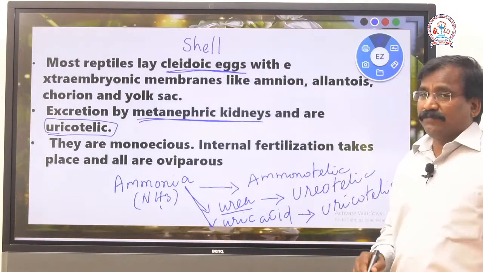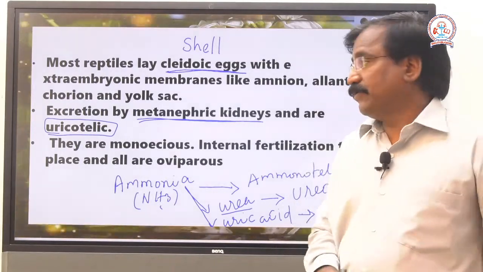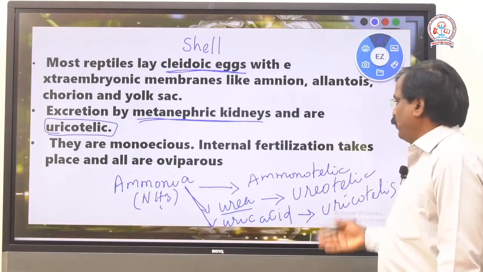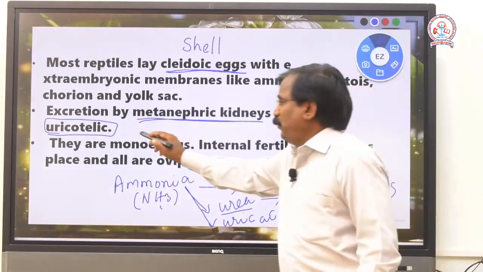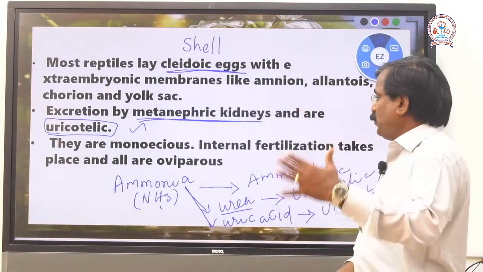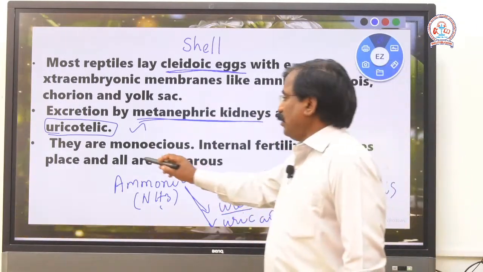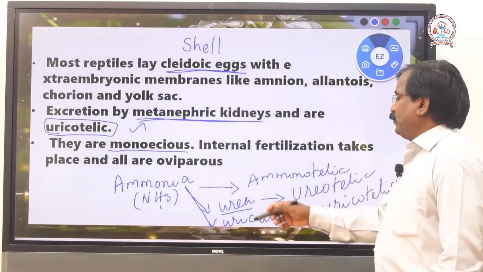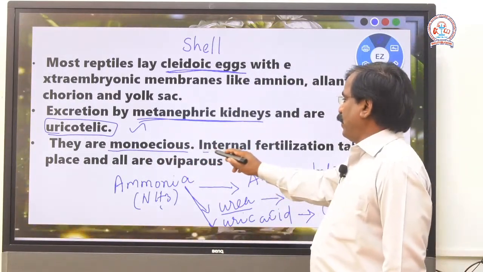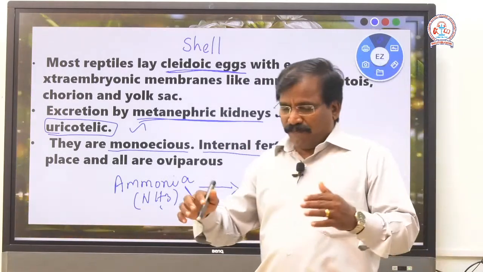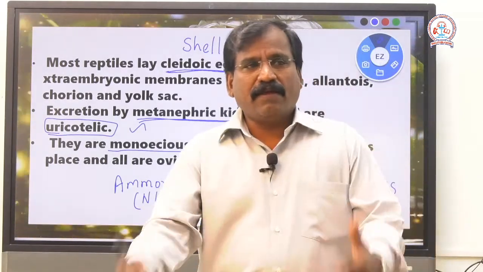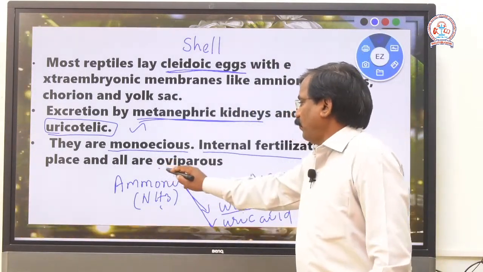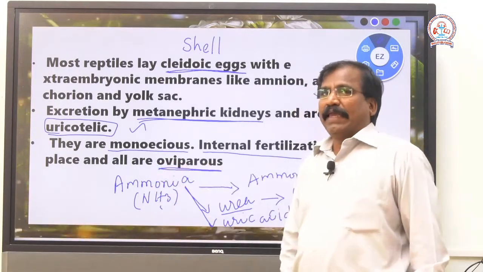So I think you can understand clearly the differences. What is ammonotelic, ureotelic and uricotelic? This is uricotelic. And dioecious, with internal fertilization. Male and female are unisexual, found separately. All are oviparous, that is egg laying.